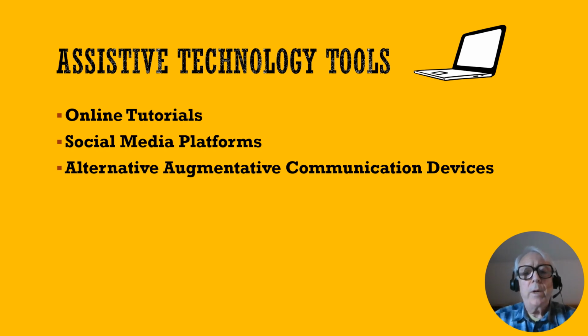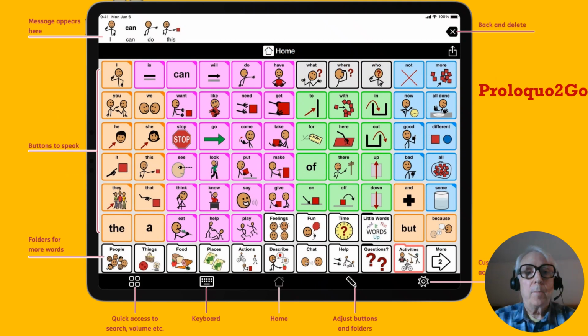The next category is alternative augmentative communication devices. This is kind of a mouthful, but basically it's a technology that allows you to talk to other people by pressing keys. One really great example of this is called Proloquo2Go. You can see the keyboard in a tablet format, and you can see the symbols on the keys, which if you press, a synthesized voice will speak that command.